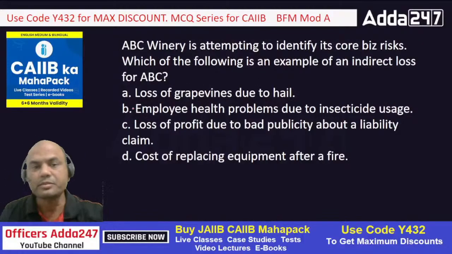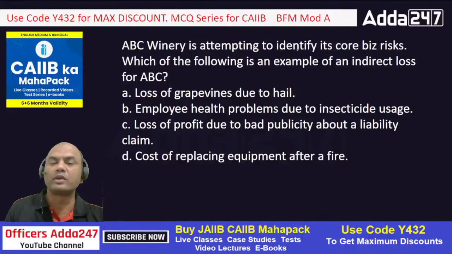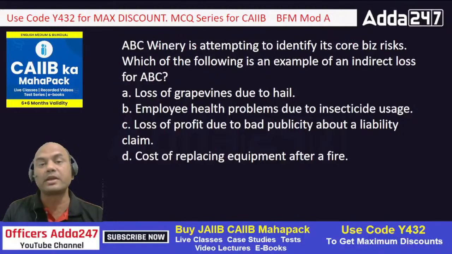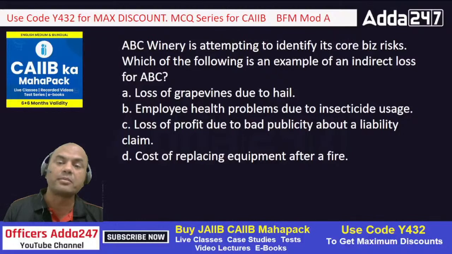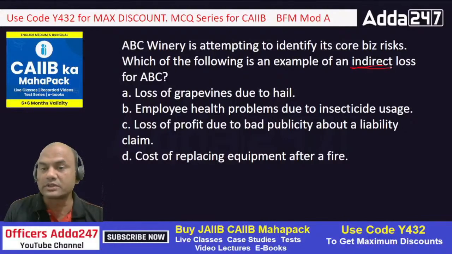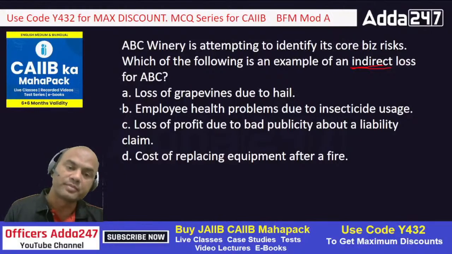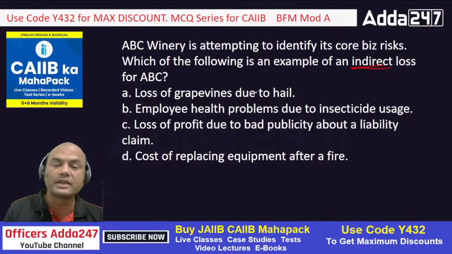Got it? ABC Winery is attempting to identify its core business risks. Remember, winery means a company which prepares wine. So it is attempting to identify its core business risks. Which of the following is an example of an indirect loss to ABC? See here, it should not be a direct loss, but an indirect loss to ABC. Okay. Loss of grapevines due to hail.